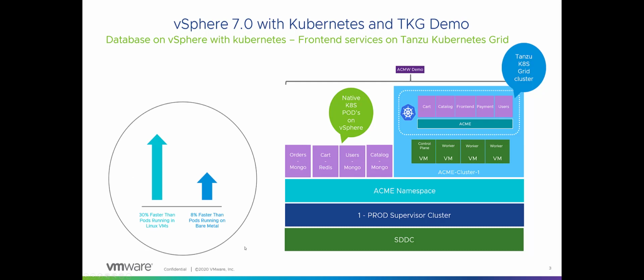Now, the main reason you will run native pods directly on vSphere is because you will get better performance than anything else. Those pods that are running directly on the ESXi will run better because the ESXi has been evolving for the last 20 years in making better calls to CPU and memory. So you will get 30% better performance than running on the VM on the right side, but you also are going to get between 8 and 10% better performance than running on bare metal.